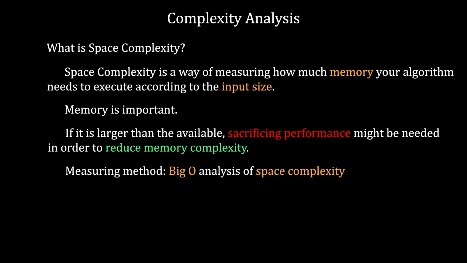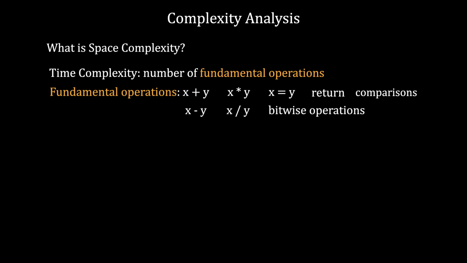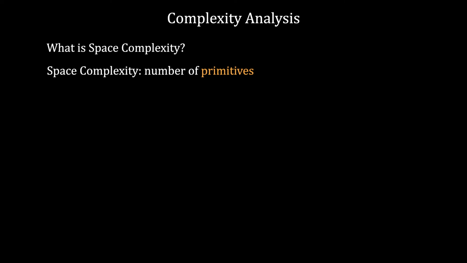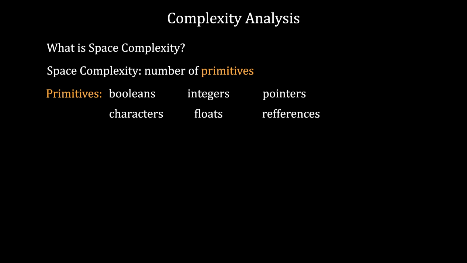Just like we do with time complexity, we measure the space complexity of an algorithm using the big O analysis. If you remember, the time complexity depends on the number of fundamental operations that our algorithm executes. And these fundamental operations were simple operations just like addition, subtraction, product, division, assignment, bitwise operations, the return inside functions, and comparisons. Very similar, the space complexity depends on the number of primitives that our algorithm stores. And let's see what these primitives are. They are booleans, characters, integers, floats, pointers, references, and so on and so forth. This is all the theory that you need to know about space complexity.